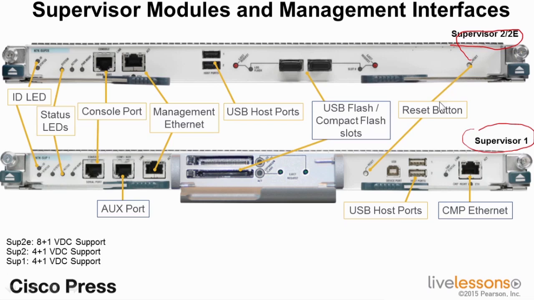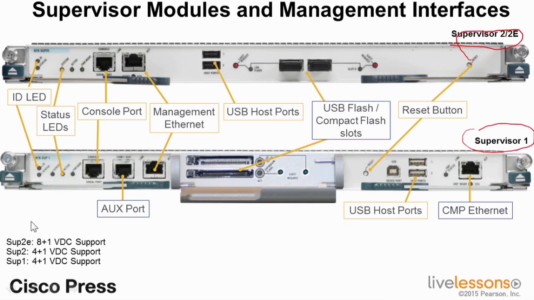The one thing that's different between the supervisor module 1 and the supervisor module 2 or 2E is the CMP interface. The CMP interface is a true out-of-band management Ethernet port that you can use to get to the control plane part of the supervisor module. The supervisor 2 or 2E does not have that feature set.